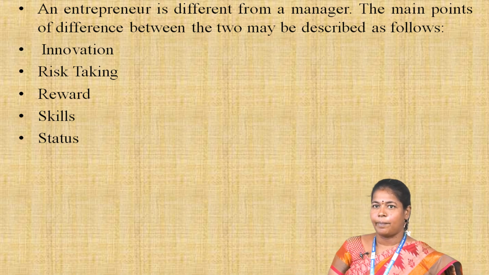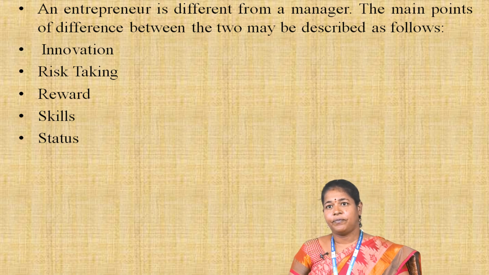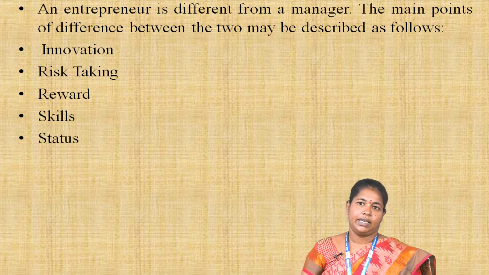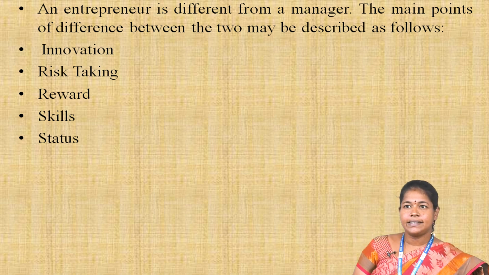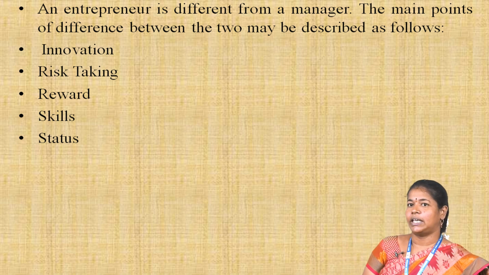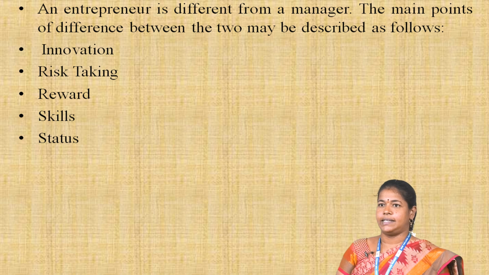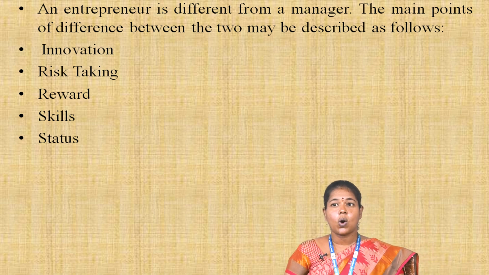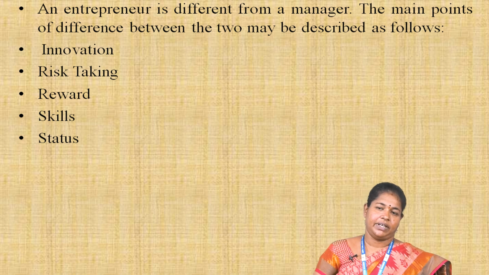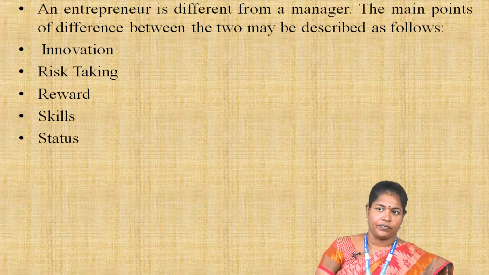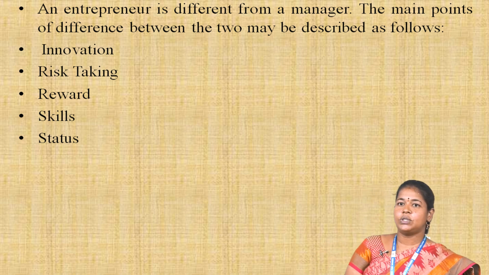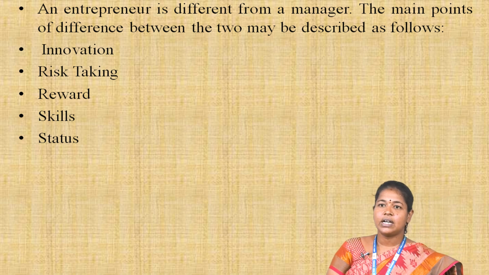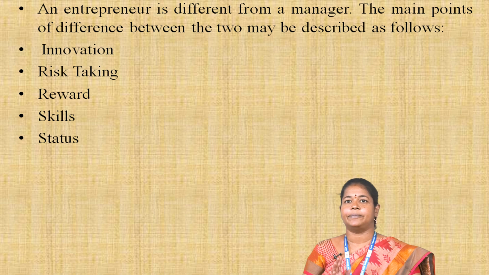Risk taking. An entrepreneur takes calculated risk. He is not a gambler. He faces uncertainty and assumes risk. He may jeopardize his own financial security and the security of others. By contrast, the manager is less tolerant of uncertainty. He does not face the uncertainty of a new venture with its potential for failure or financial loss. He does not share in business risk.